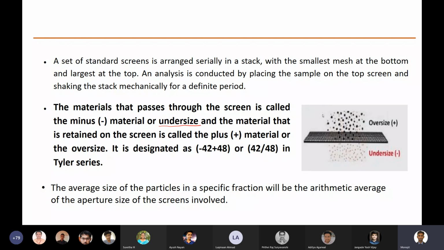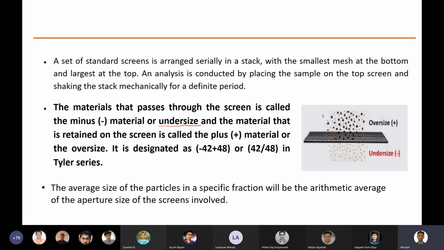And the material that is retained on the screen is called plus material or oversize. If I say that the material I have is oversize of screen A, then you would understand that if I put all the material on top of screen A, it would be retained on top of screen A. It will not pass through screen A. That is the way undersize and oversize are defined.